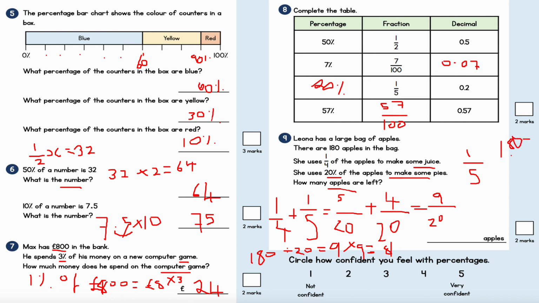Okay, 180 take away 81. So column subtraction, 0 take away 1 I can't do, so I have to borrow from there. That becomes a 7, that becomes a 10. 10 take away 1 is 9. 7 take away 8 I can't do, so I have to borrow there. That becomes a 0. That becomes a 17. 17 take away 8 is 9. Okay, so the answer is just 99 apples that are left.